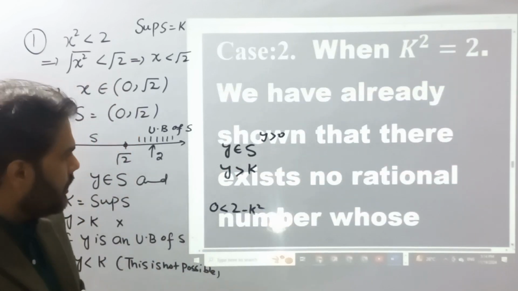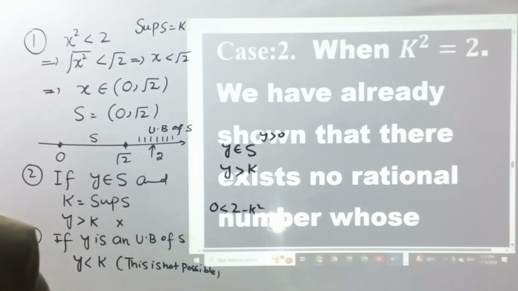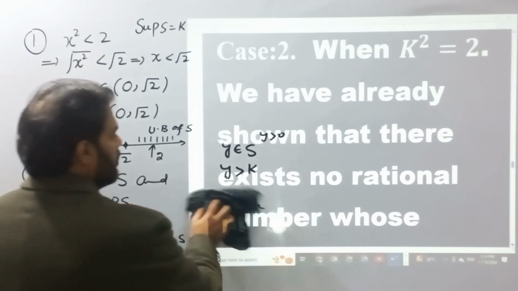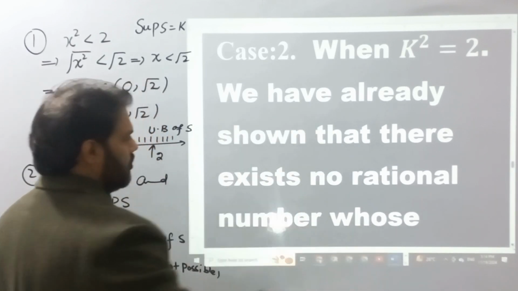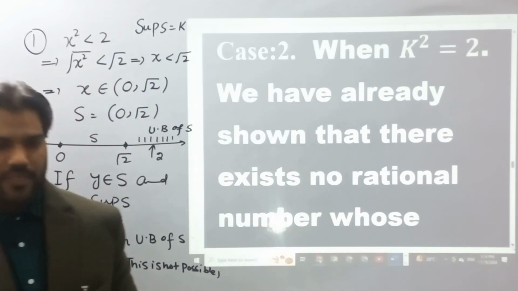So in the first case, when k square is less than 2, we showed that this case is not valid. Now we move towards the second case.